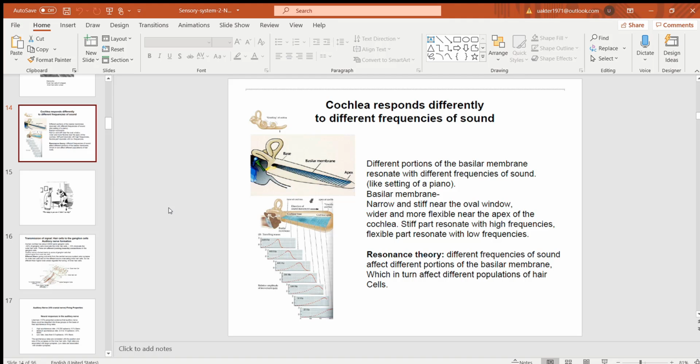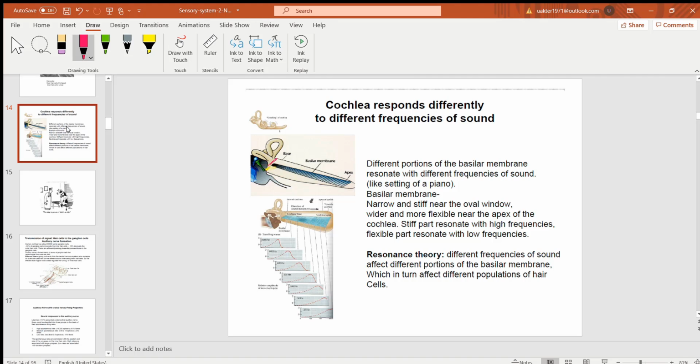So here in this slide you see the basilar membrane. You know that inside the cochlea you have the basilar membrane, and the hair cells are sitting on the basilar membrane, and the basilar membrane has a very systematic organization of the hair cells. That means the hair cells sitting on the basilar membrane are systematically organized. So here is the base, and this is the apex, the free end or tip part.